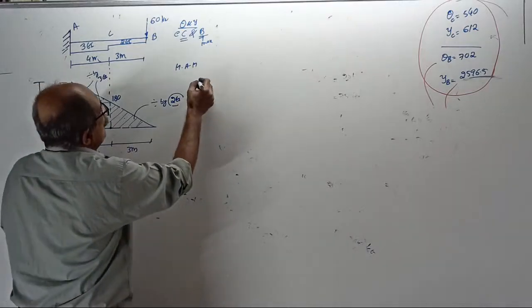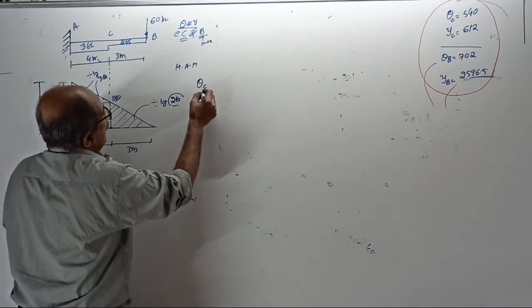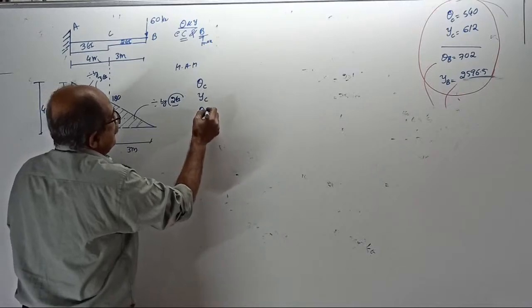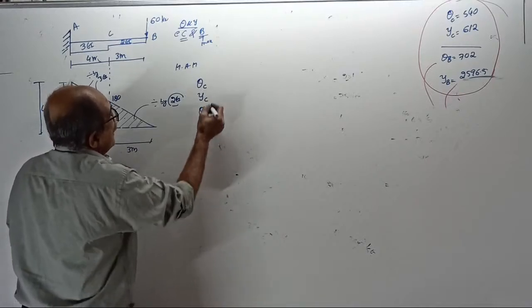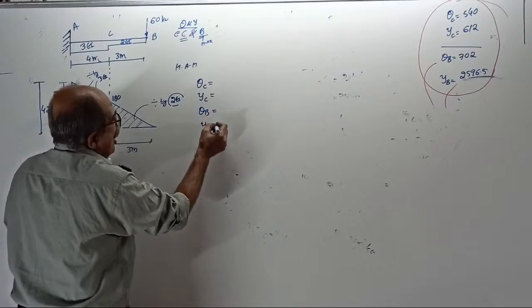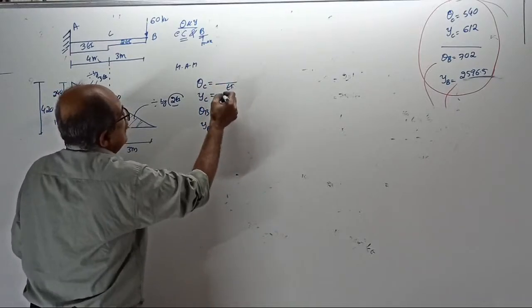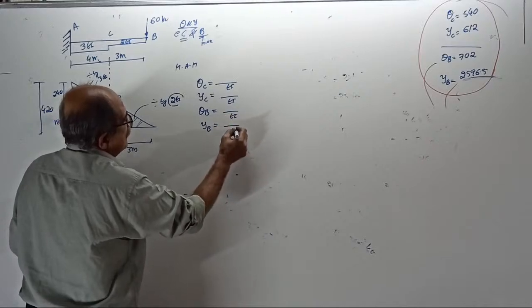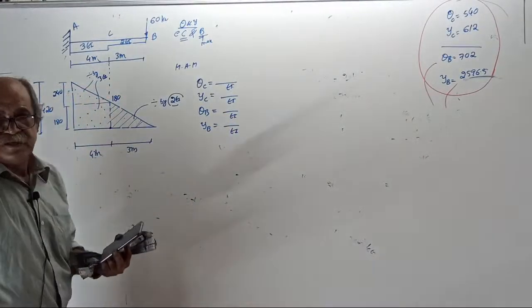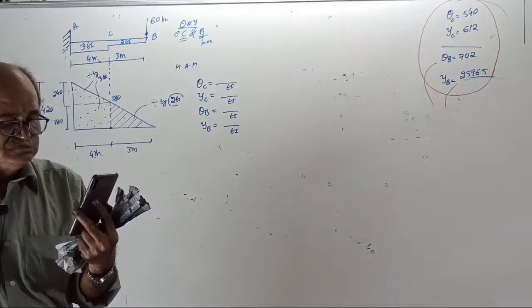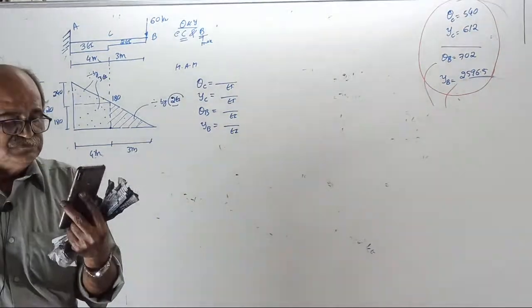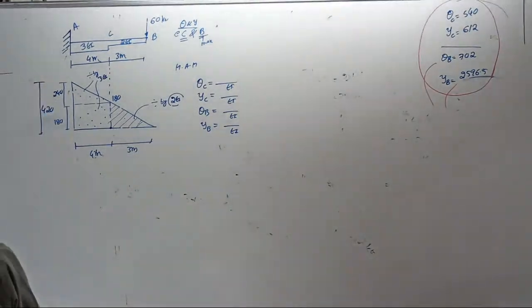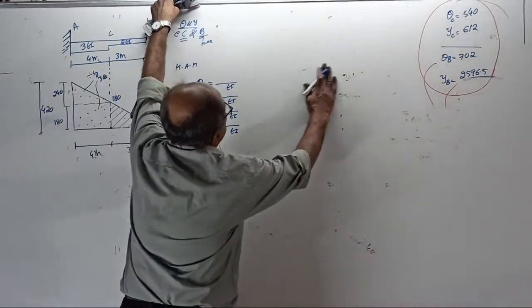Now, can you find theta C, then YC, then theta B and YB? Tell me fast. Can you find all these values? Answer in terms of EI. Can you find now? Tell me. Can you find or not? Fast. Yes, okay. Now, find it. Now, go for the trick.